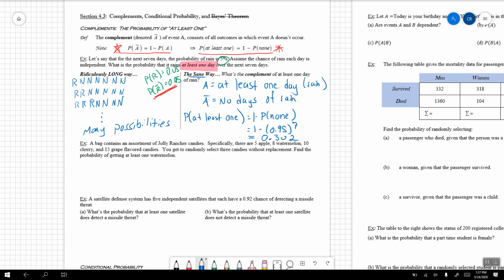Now, for the next question we're going to get that a bag contains an assortment of Jolly Ranchers. Specifically, there are 5 apple, 8 watermelon, 10 cherry, and 15 grape flavored candies. You get to randomly select 3 candies without replacement. All right, so really quickly, one of the big items here is that we're going to do this without replacement. That's going to be an important part here. And the other important part is that we're selecting 3 candies. So then find the probability of getting at least 1 watermelon.